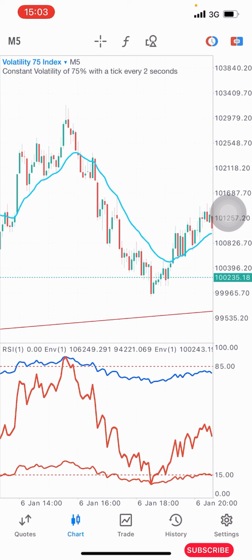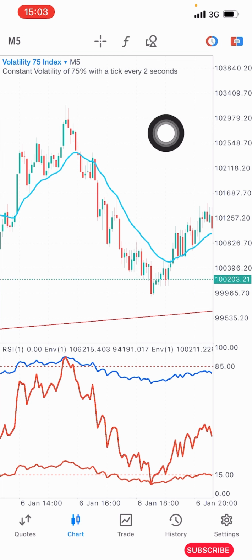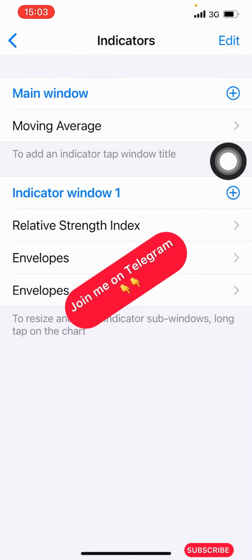Without wasting much of our time, I'm going to quickly share with you the indicator setup, and then I'll explain how the strategy works. The first thing we have to do is click on this F icon. After clicking on that, we search for our moving average.